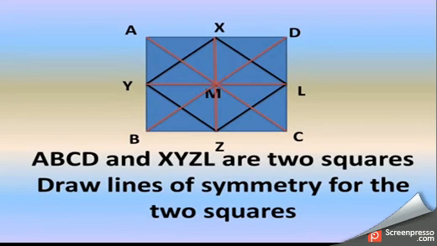Now I will revise the content of this video. The number of lines of symmetry of the square is 4. The number of lines of symmetry of the rectangle and rhombus is 2. The number of lines of symmetry of the equilateral triangle is 3. The number of lines of symmetry of the isosceles trapezium or isosceles triangle is 1. The number of lines of symmetry of the parallelogram, scalene trapezium or scalene triangle is 0.